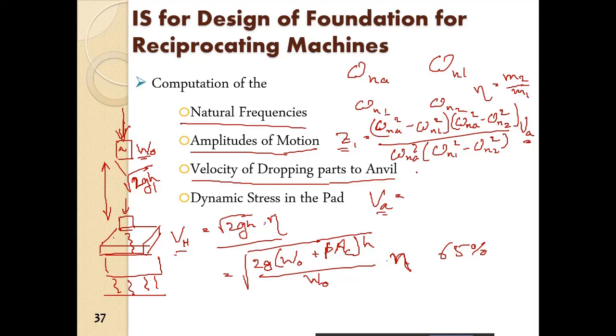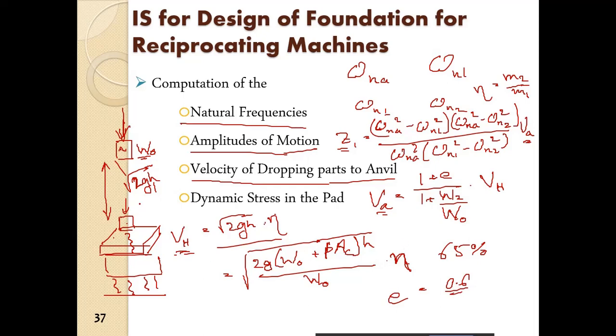We have VA as (1 plus e) by (1 plus W2 by W0), where W2 is the weight of the anvil and W0 is the weight of the hammer, into the velocity of the fall, that is VH. That is the velocity of the fall, which is what we have to obtain. The value of e is also given. As a thumb rule, we can take e as 0.6.